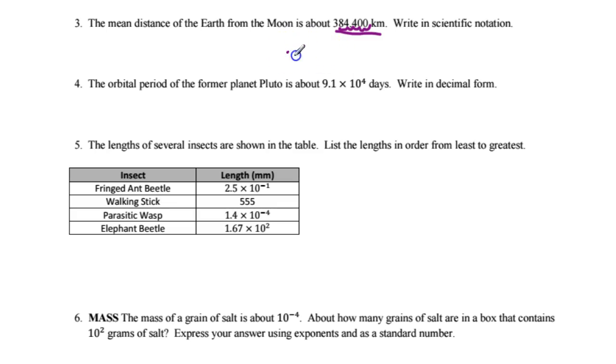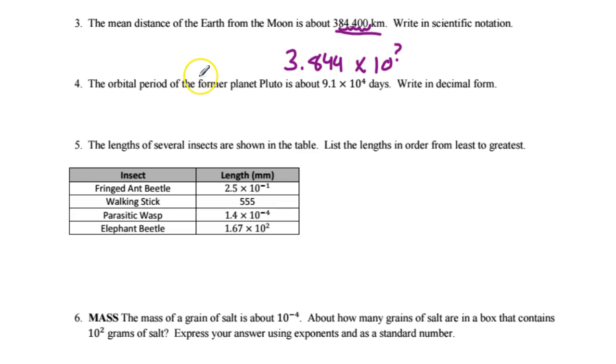So it's going to be 3.844 times 10 to some exponent, right? I'm writing a question mark. You need to write the number. So how many times did we go to the left? All right, now this one is the opposite of this question.